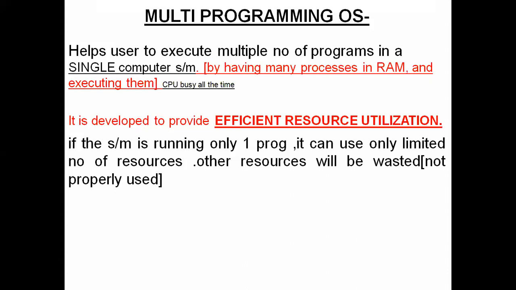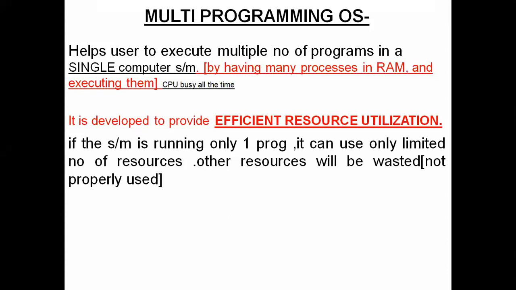What do we mean by efficient resource utilization? Suppose in a computer system I maintain only a single program. That single program can utilize only a limited number of resources, and the other resources will simply be wasted. To make effective use of the computer resources, I can maintain a sufficient number of programs which can run simultaneously. Hence, the computer resources will be effectively utilized.